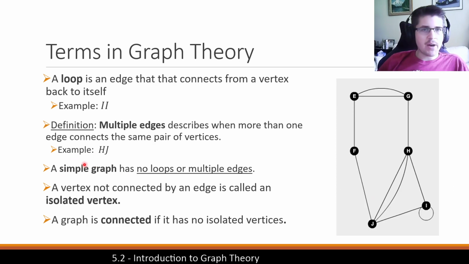But again, why do we care? Well, sometimes some of the theorems that we reference refer to a simple graph, and if you're like, well, what the heck does that mean? It's important to get through all the terms. So an isolated vertex would be a vertex that is not connected by an edge.